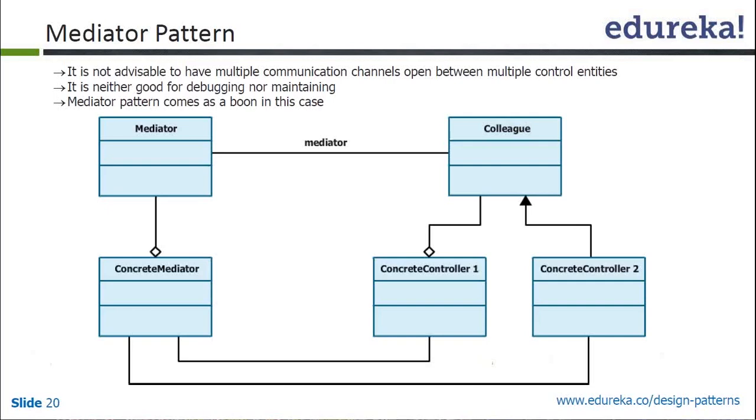So in the UML diagram, there is an association between a mediator and a colleague, and a mediator is extended or subclassed into a concrete mediator, and the colleagues may have one or more concrete classes of the colleagues.